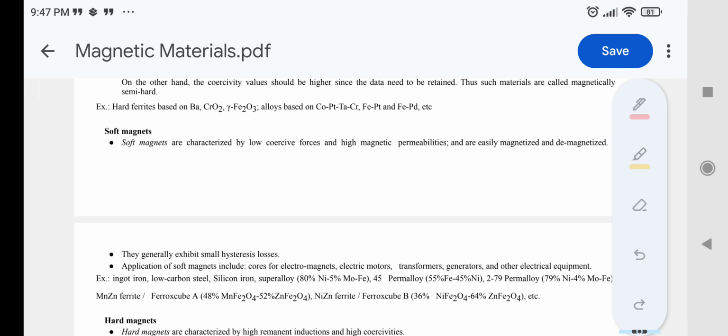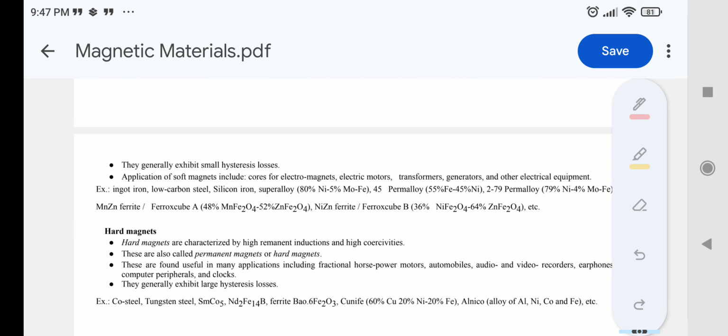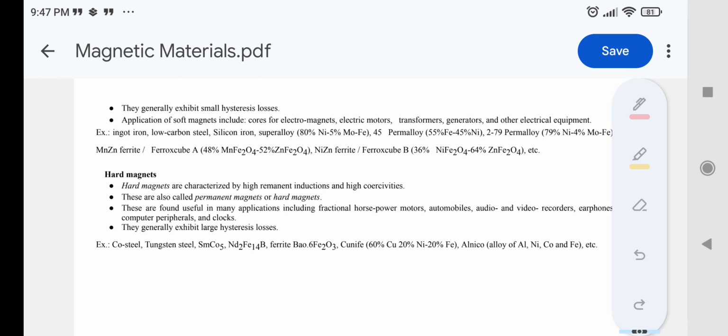Soft magnets are characterized by low coercive forces, low coercivity and high magnetic permeabilities. So they generally exhibit very small hysteresis losses. And hard magnets, if you observe, are characterized by high remanent inductions and high coercivities. These are also called permanent magnets or hard magnets. So they are cobalt steel, tungsten steel, alnico, and all these belong to hard magnets. So these are the different classifications of magnets and different types of magnetism.